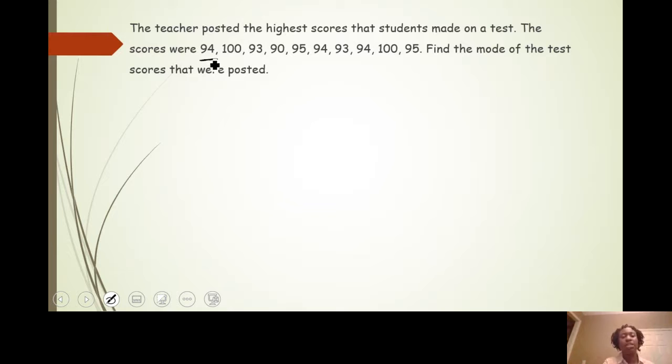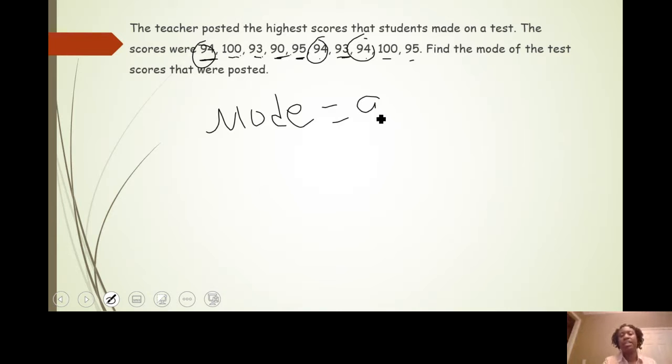So if I start at the beginning, 94, how many times do I see the number 94? 1, 2, 3, 3 times. What about the number 100? 1, 2. The number 93, 1, 2. The number 90, only 1 time. And the number 95, 1, 2. So which number did I see the most? 94. So my mode would be 94.